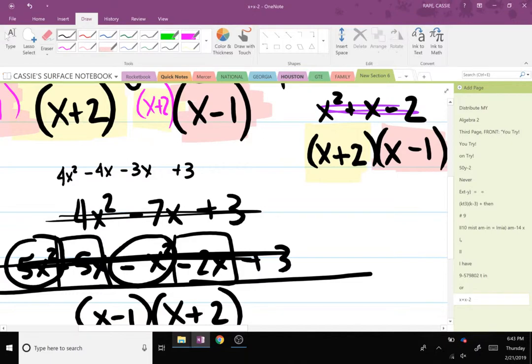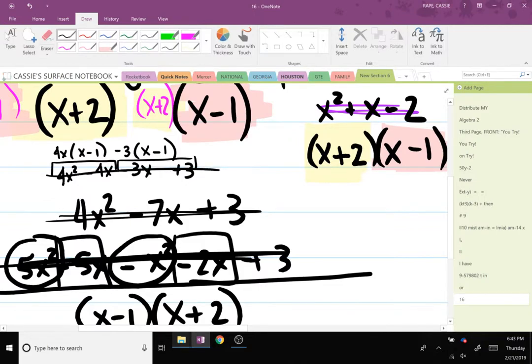Here's why I did that. I look for common terms in the first two, and I see that if I take a 4x out of that, what I get is x minus 1. And then I do the second one. If there's a negative there, the common term is going to be negative. So I'm going to take a negative, and they both have a 3. So a -3 from -3x was x, and a -3 divided into a +3 is going to be -1. Okay, I have now replaced that.